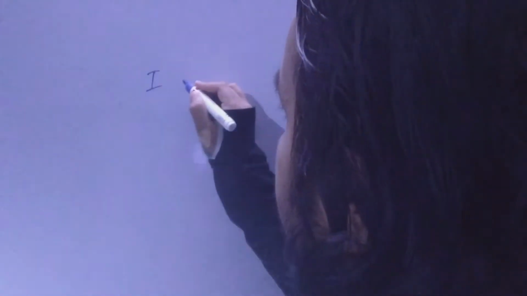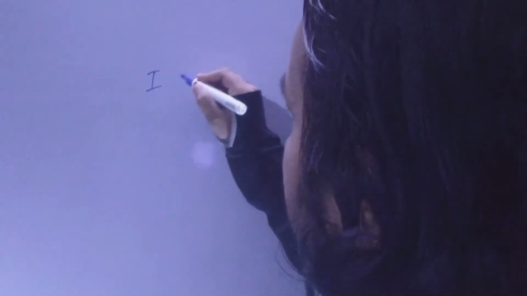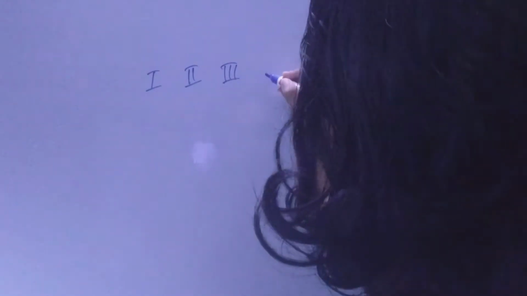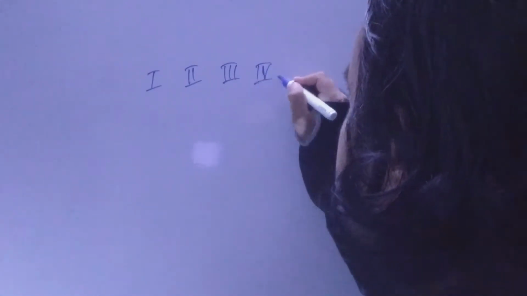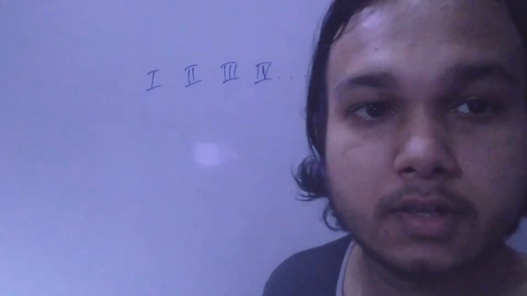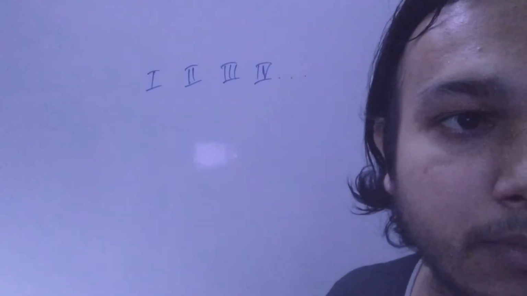So, we all are familiar with the Roman numerals. This is Roman numeral 1, this is 2, the writing procedure of 4. I can go on and on, but this 4 I'm really going to explain.